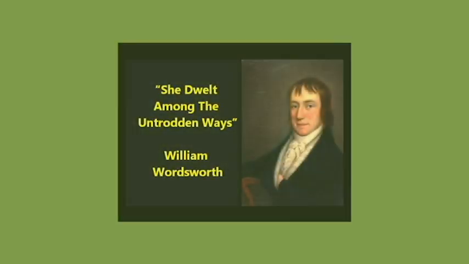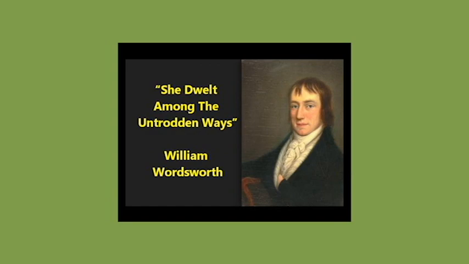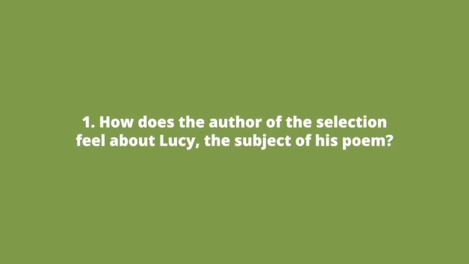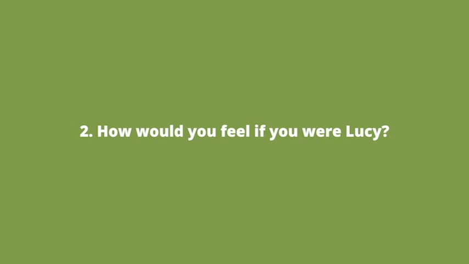The title of that poem we just read is She Dwelt Among the Untrodden Ways by William Wordsworth. Let's now answer. How does the author of the selection feel about Lucy, the subject of this poem? He feels very sad about losing Lucy, the woman he loved. Number 2. How would you feel if you were Lucy? I would feel very happy to know that someone loves me very much even after I die. Did you answer that correctly?